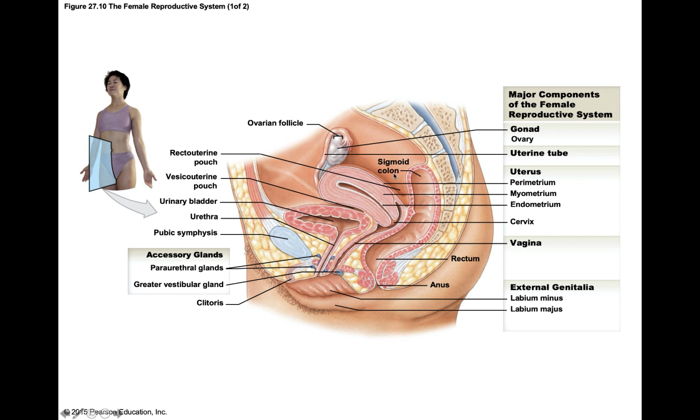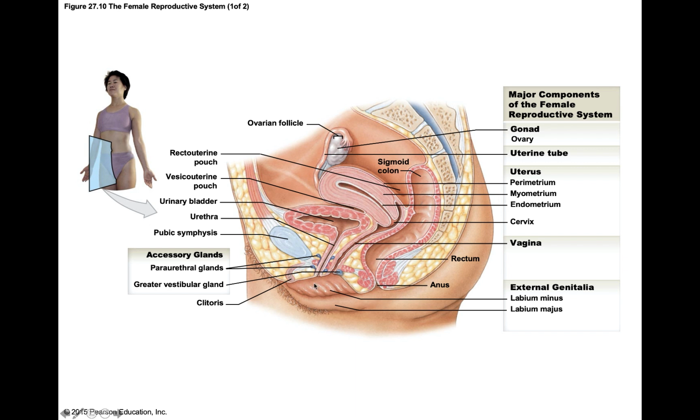The uterus is made up of three layers: the perimetrium, which is the outside serosal layer; the myometrium, that's the muscle layer in between, that's smooth muscle, and that's what's going to contract during childbirth and also during menstruation. The endometrium is the inner lining.